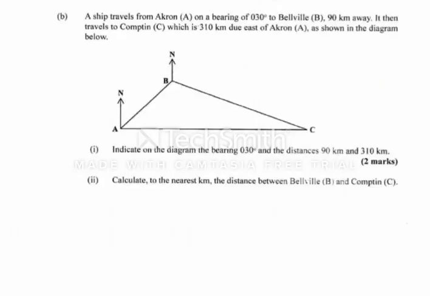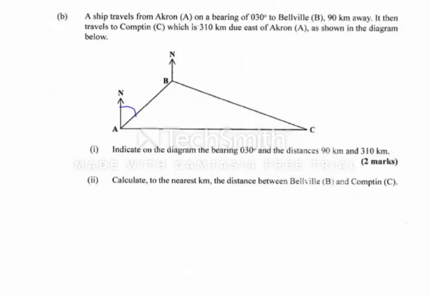All right, question 10b. It says a ship travels from Akron A on a bearing of 30 degrees to Belleville B, which is 90 kilometers away. So the ship travels on a bearing of 30 degrees. So that angle here is 30 degrees.